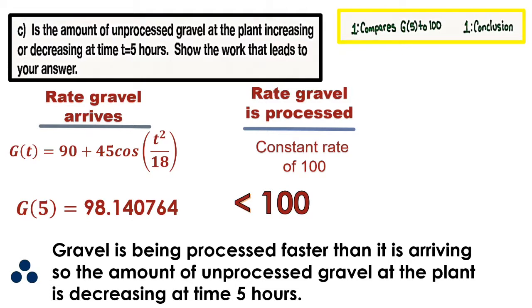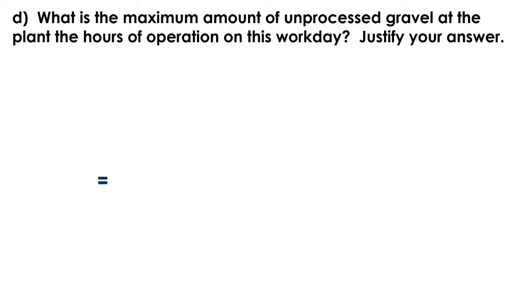Comparing the answer to g of 5, which was 98.140764, to the number 100 gave a point, and then the correct conclusion gave another point. Lastly, part D, what is the maximum amount of unprocessed gravel at the plant during the hours of operation on that workday? Okay, maximum, maximize.